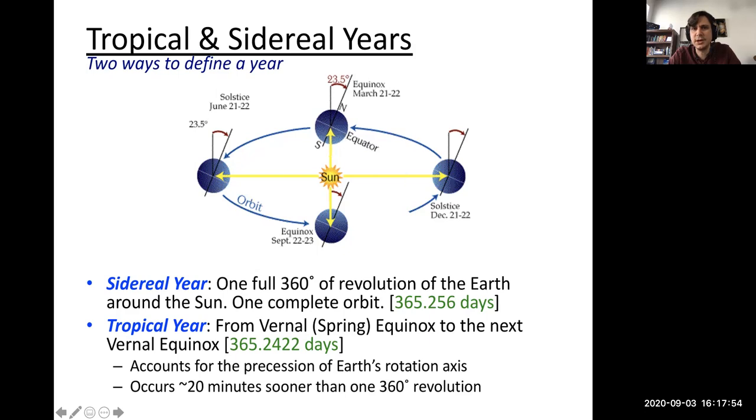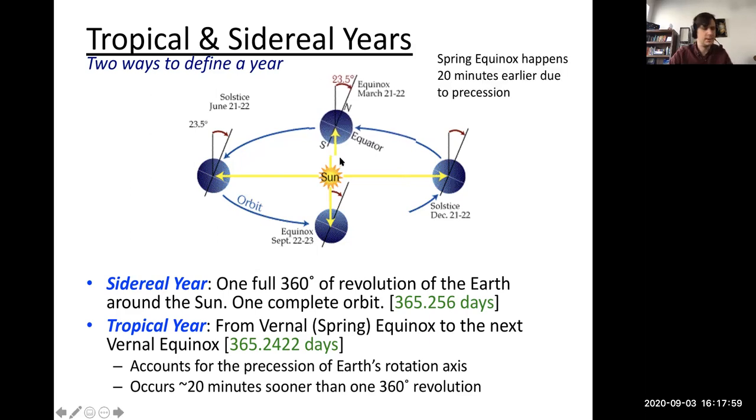But because of the precession of Earth's axial tilt, if we had the spring equinox here, but then we accounted for the precession, Earth would have precessed a little bit, and it would have occurred a little bit before in its orbit around the sun. How much before the sidereal one complete orbit? Just a little bit, by about 20 minutes. So vernal equinox to vernal equinox is about 20 minutes shorter than one complete 360-degree orbit around the sun. Not very much, but over 26,000 years, that'll add up.